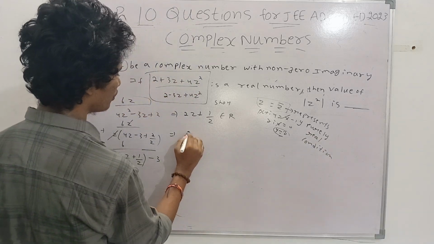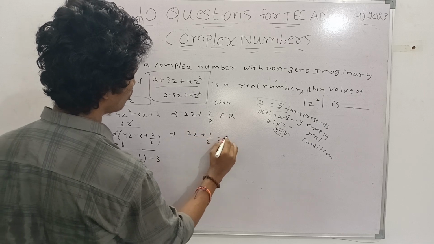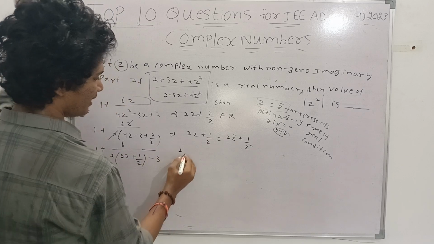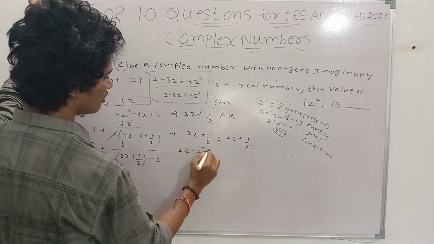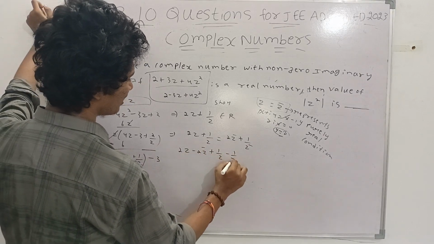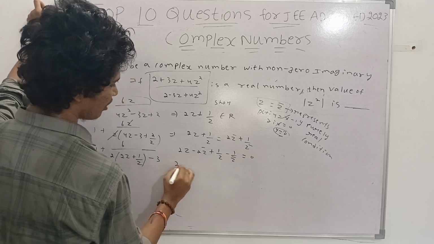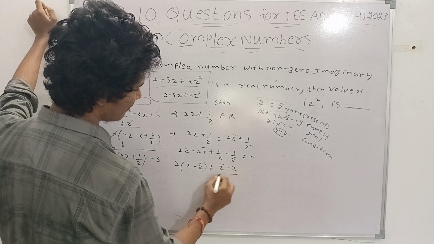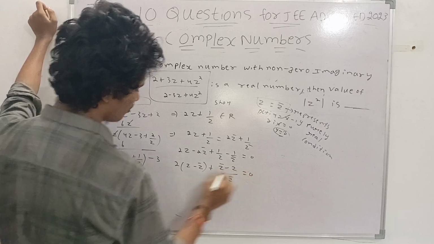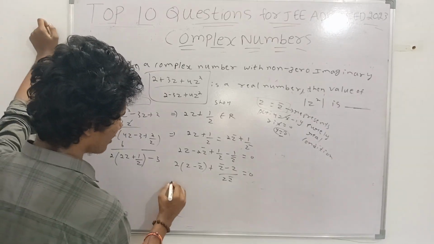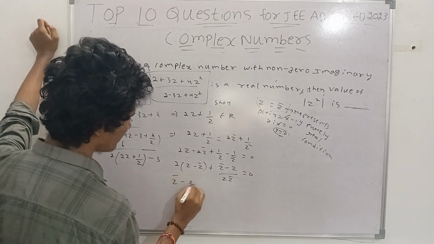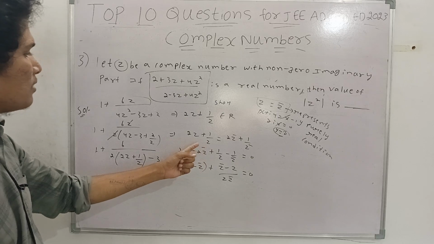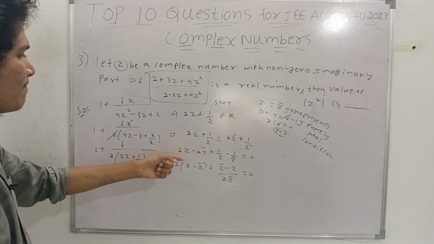So now we write 2z plus 1 by z equal to 2z bar plus 1 by z bar. Now if we take all to the left side, 2z minus 2z bar plus 1 by z minus 1 by z bar. What will I get? Here if you take 2 common, z minus z bar, and here 1 by z minus 1 by z bar is z bar minus z divided by z z bar, equal to 0. Now if I take common z bar minus z, suppose I take common like this, z bar, yes, it is correct.